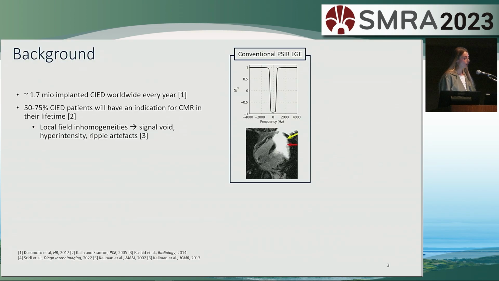More than 1 million cardiac devices are implanted in patients every year worldwide, and up to 75% of those patients will require a cardiac MRI post-implantation. The problem is that when you want to do a cardiac MRI for a patient with a cardiac device, there will be local field inhomogeneities, since it's a metallic device, that will result in signal void, hyperintensity, and ripple artifacts on the images when you use a conventional phase-sensitive inversion recovery, PSIR, late gadolinium enhancement imaging technique.